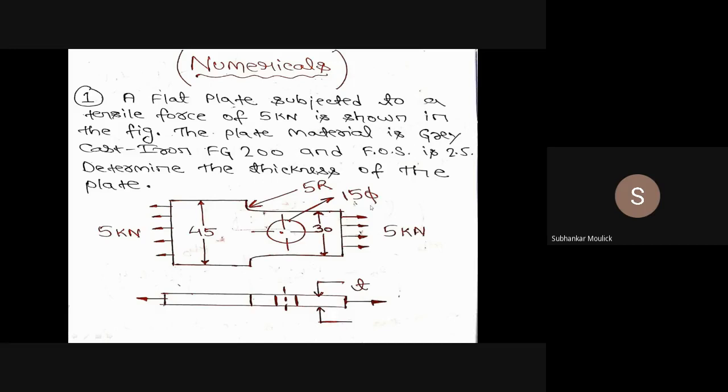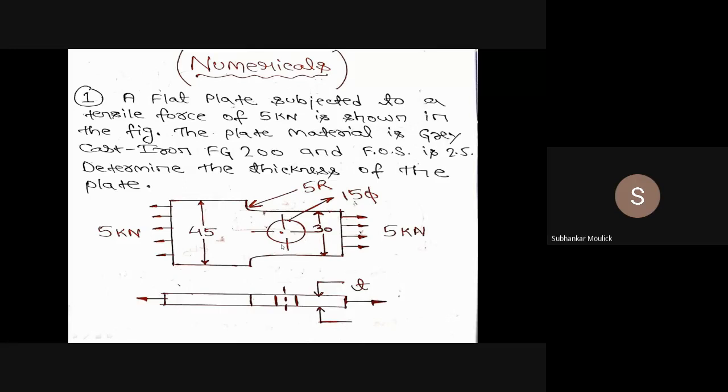What is this phi? This phi symbol represents the diameter of this hole. The width of the plate is given to you. The larger width of the plate is 45 mm and the smaller width of the plate is 30 mm. That means from this problem it is very clear that due to the application of tensile load of 5 kilonewton, the entire body can fail through this fillet section, or it may fail through this hole section.